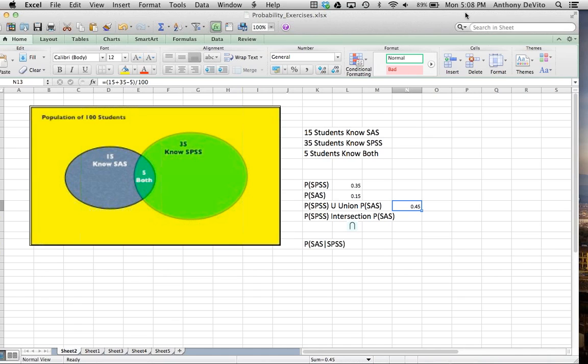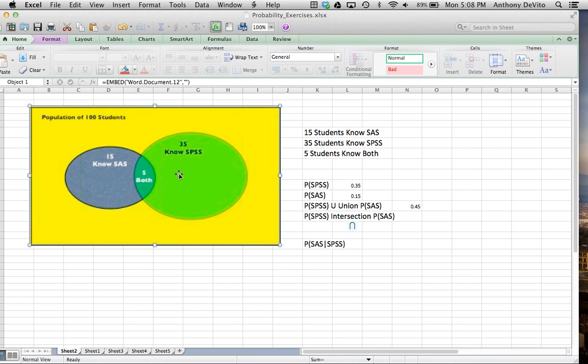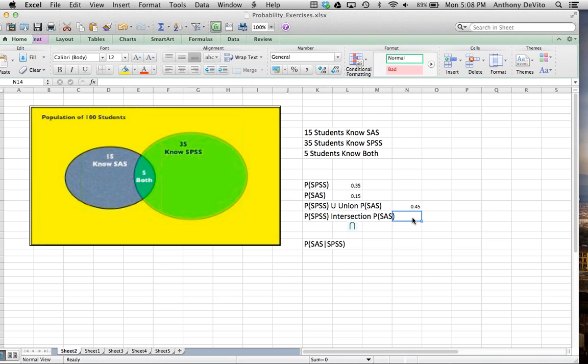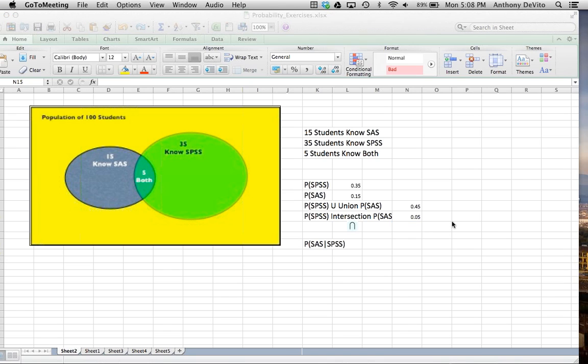Okay, so now I'm going to introduce another concept, which is called intersection. Intersection means that that's the case where they know both. In other words, that they know both SPSS and SAS, the intersection of the two groups. And we already know that the intersection of that group is equal to 5 students out of 100. That's the odds of us randomly picking a student out of this group who is in the intersection of SPSS and SAS. In other words, knowing both is only going to be 5%.